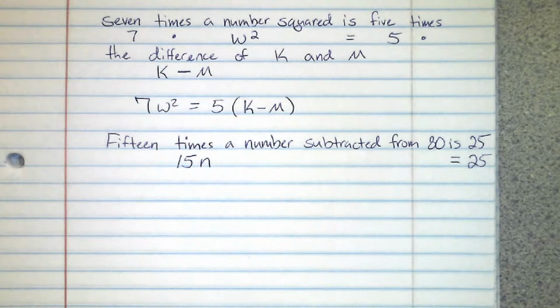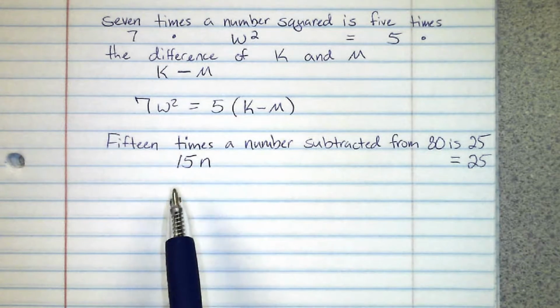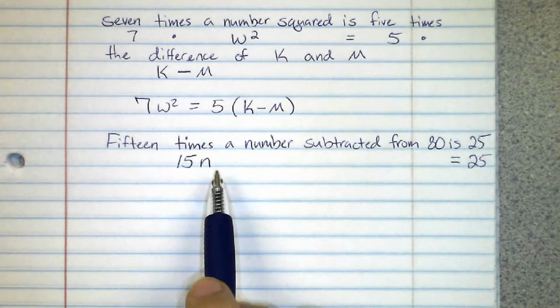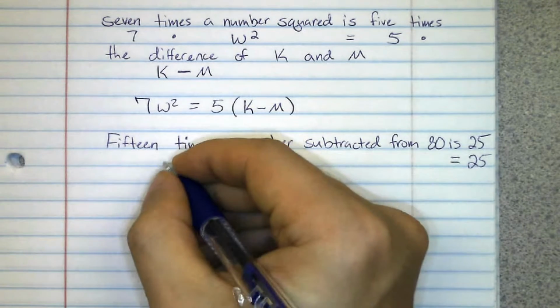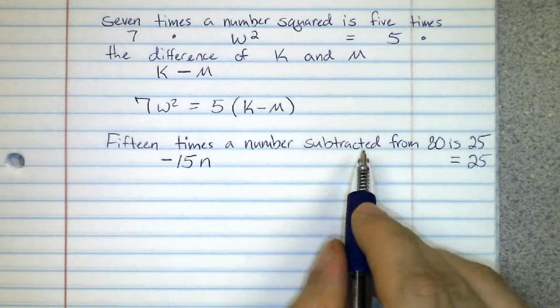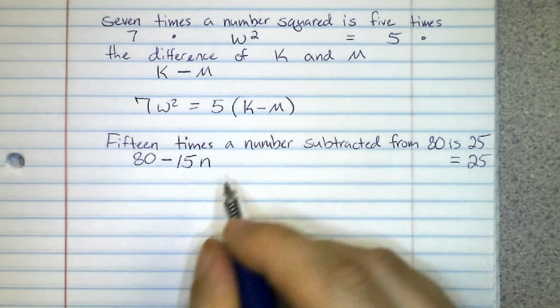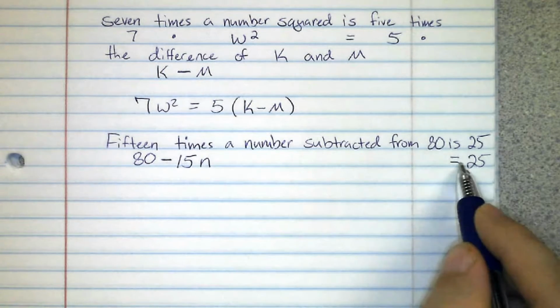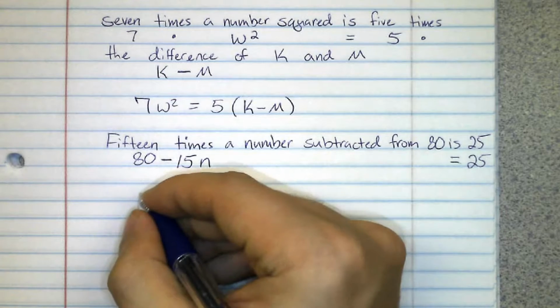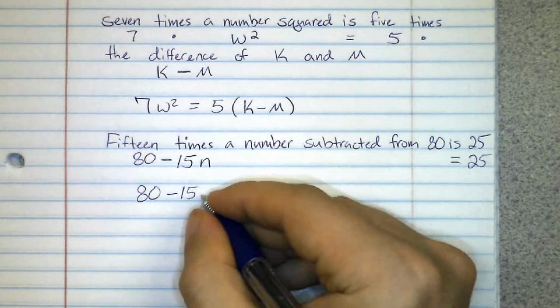Now, be careful about this. We have to figure out where the 80 goes, in front or in back. Well, think about what's being subtracted. 15 times a number, that's what's being subtracted. So the minus sign goes here. What's it being subtracted from? It's being subtracted from 80. So there is 15 times a number subtracted from 80 equals 25. Let's put it together nice and neat, and we have this.